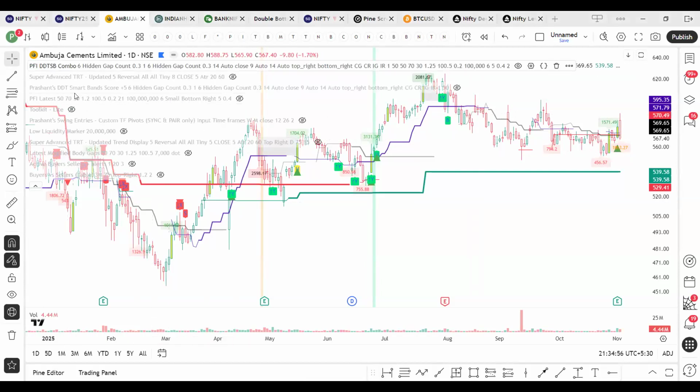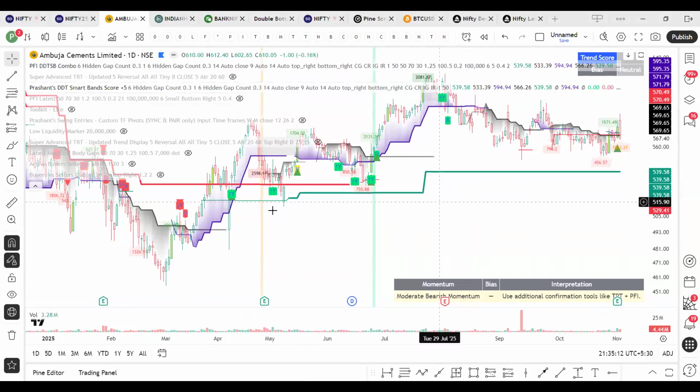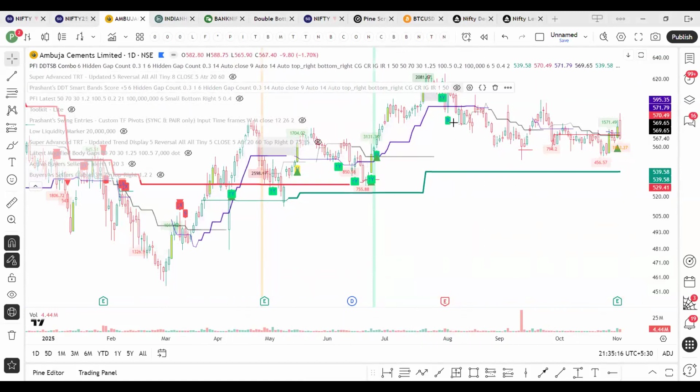I have added two indicators here, PFI plus DDT smart bands. When I had done this, at that time, this band and the original indicator's band, I had checked for a few charts, they were the same. Like in this case, they are exactly the same. But what's happening in some charts is that the charts are showing different bands.